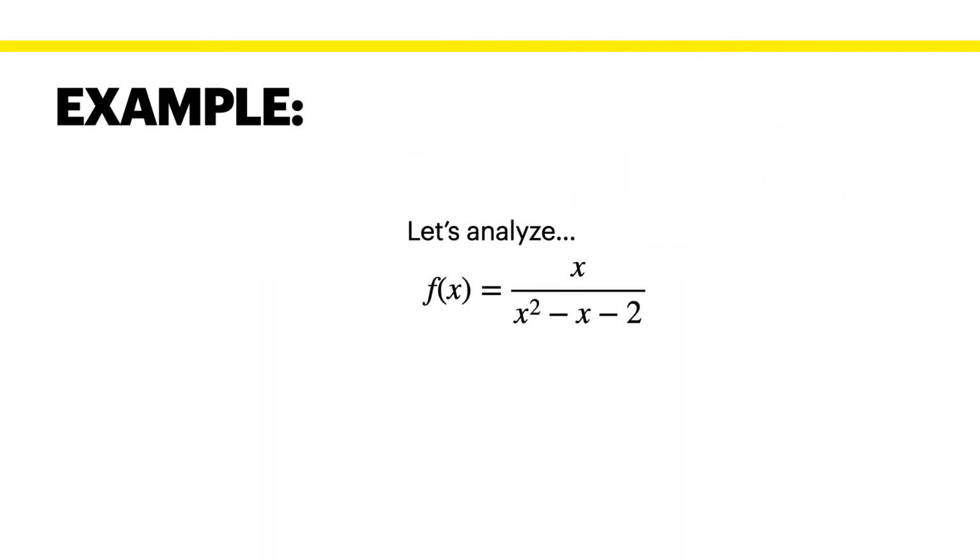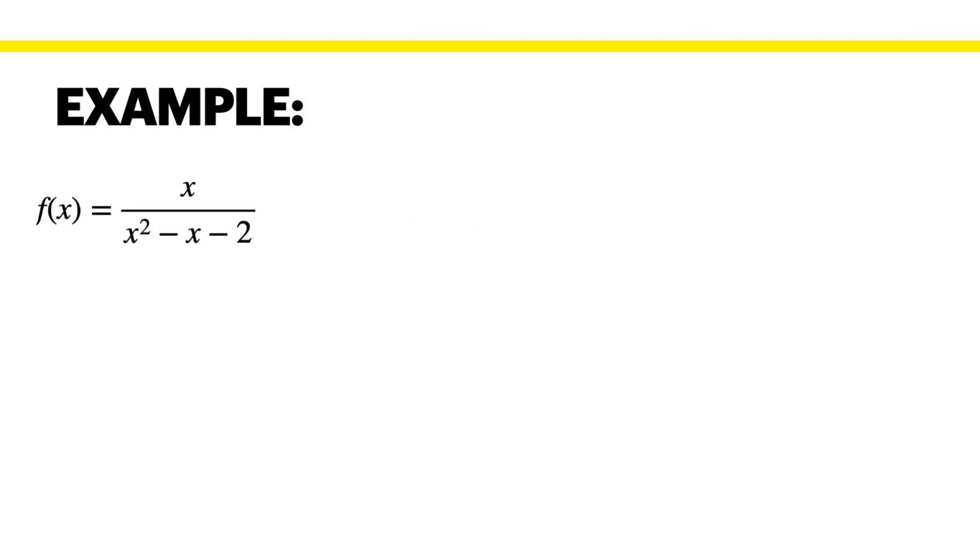Let's move on to another example. Let me show you something else. Let's analyze f of x equals x over x squared minus x minus 2. If you remember from domain and range, it gives you the set of values that's allowable for x and y. You can actually use that knowledge of domain and range to determine the asymptotes. If we have a fraction like this, we must not have a 0 in the denominator.